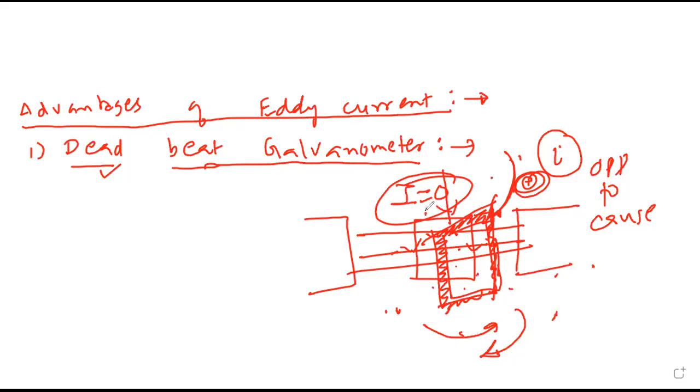It won't oscillate about this point. This helps to bring it back easily. That's why it is called dead beat galvanometer. Dead means when no current is flowing, then the effect is coming. Are you getting the meaning? Yes, sir.